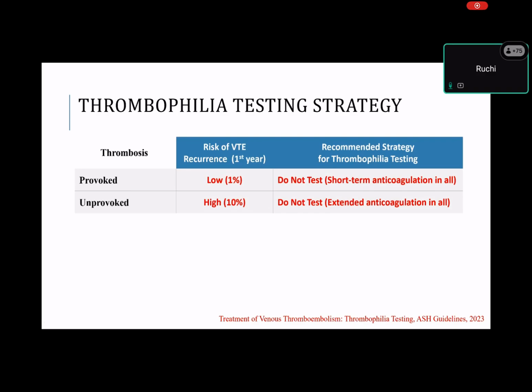So this is actually what the new ASH 2023 guidelines suggest, that if it is a provoked thrombosis, do not test because the risk of recurrence is low. You will anticoagulate for a short time and leave the patient. If it is an unprovoked thrombosis, the risk of recurrence is very high. You have to immediately go ahead and anticoagulate the patient. इसलिए testing से कोई added advantage नहीं है.